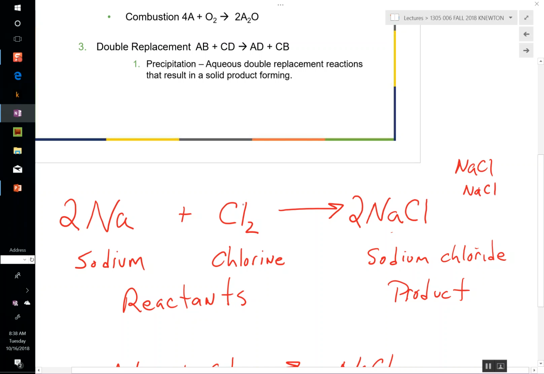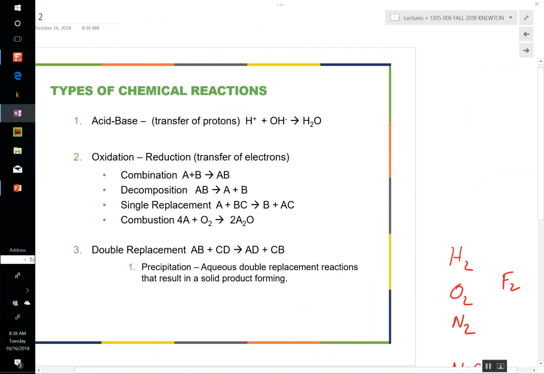And that's why we had to write that as Cl2, because elemental chlorine exists as Cl2 molecules. And that's how we have to write hydrogen and oxygen and nitrogen and fluorine and chlorine, bromine, and iodine. What did I miss? That's about it. Hydrogen, oxygen, nitrogen, yeah. And the halogens. Those are your diatomic molecules. Okay, so that's an introduction to the chemical equation.